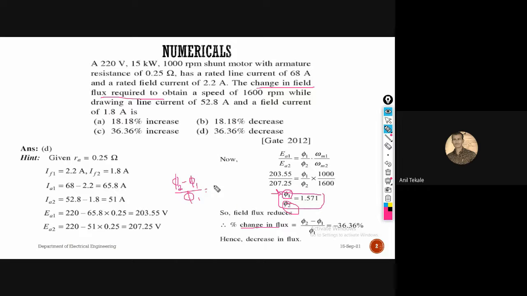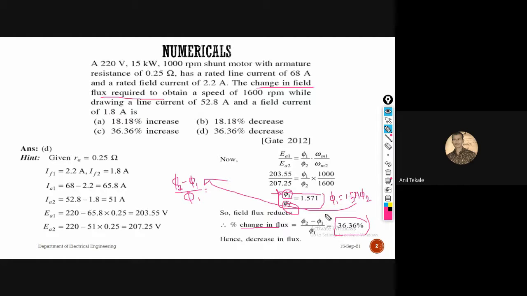So how will we calculate? We have to place this phi1 as a value, so we will write phi1 is equal to 1.571 phi2. We put this value in this equation and we get minus 36.36. That minus is nothing but, if there is a plus, that means increase. If there is a minus, that means it is a decrease.